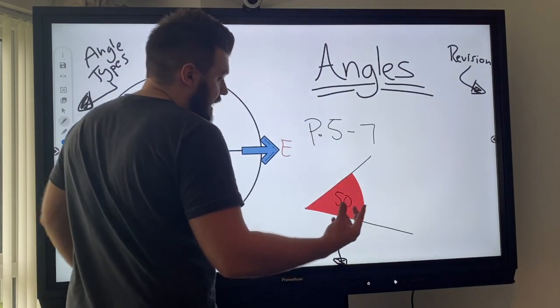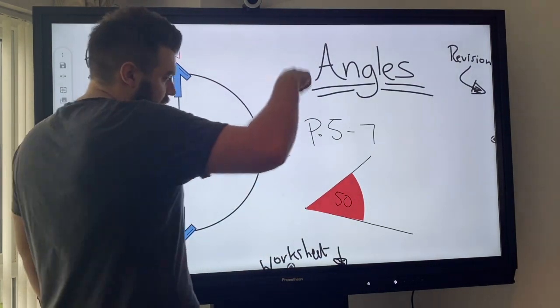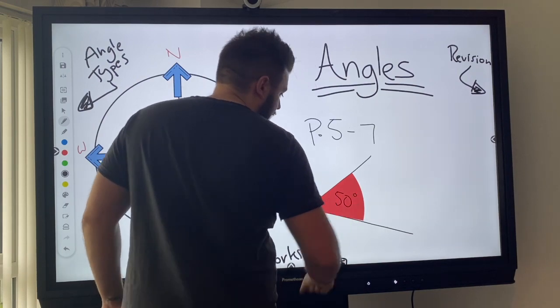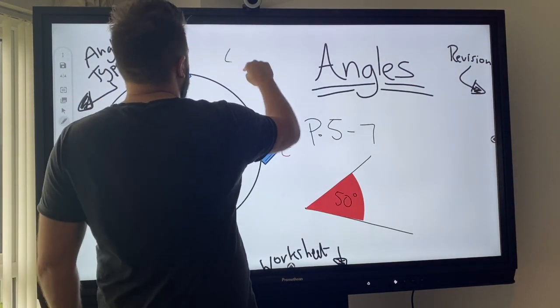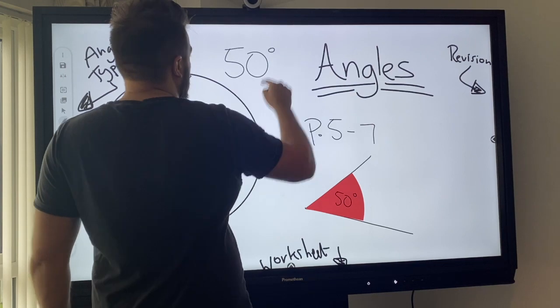Now when you're writing degrees, we don't write D, or the whole word. We just do a little tiny circle that sort of floats up in the air. So 50 degrees, that's degrees there.